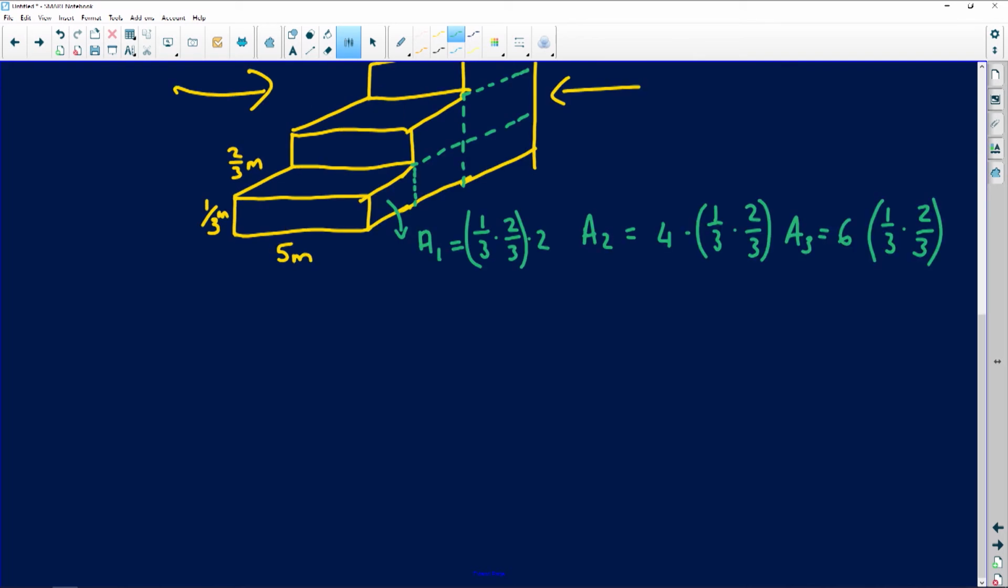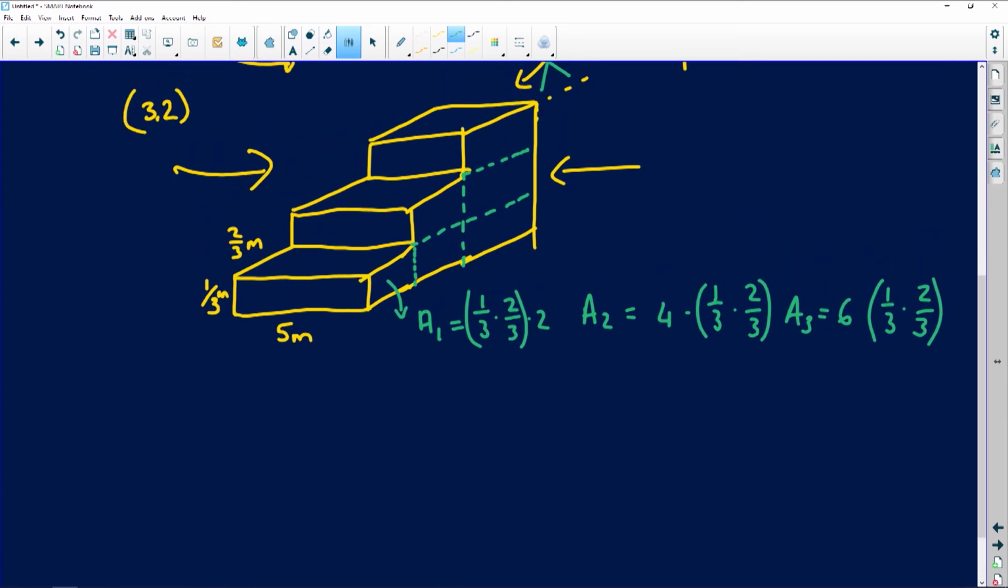Now let's just see what's happening here. The question that they're asking us is, what is the total amount of sheeting needed to cover both sides of that staircase? There's 12 steps. For step 1, I multiplied by 2. For step 2, I multiplied by 4. For step 3, I multiplied by 6. Okay, so what is this? Let's write it in yellow. This is 1 times 2. The 4 is 2 times 2. The 6 is 3 times 2.